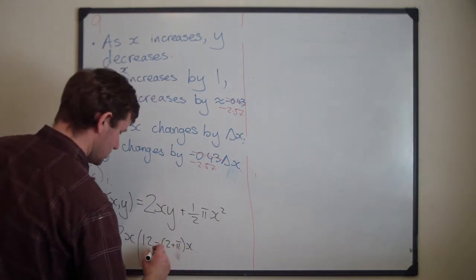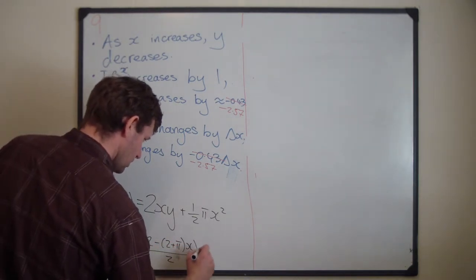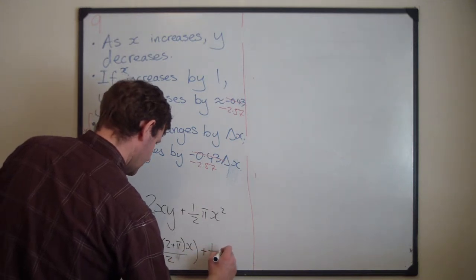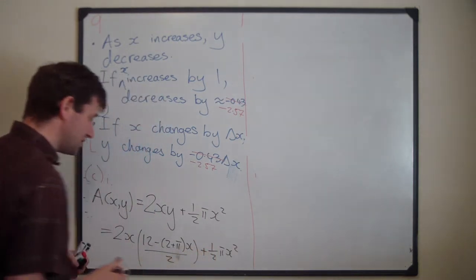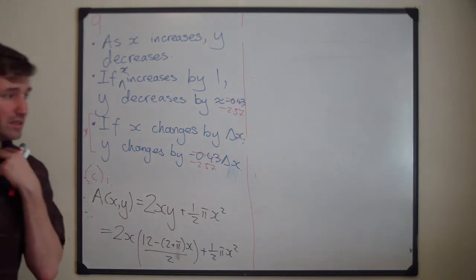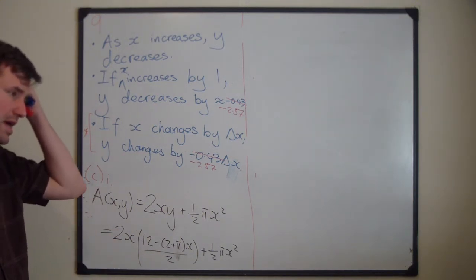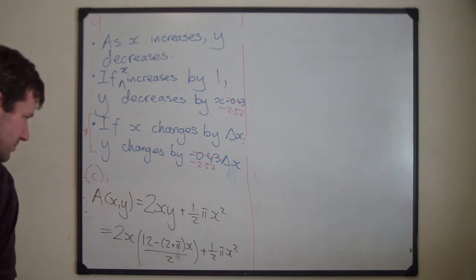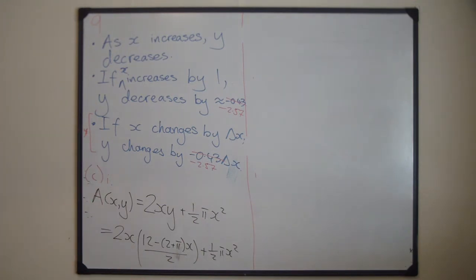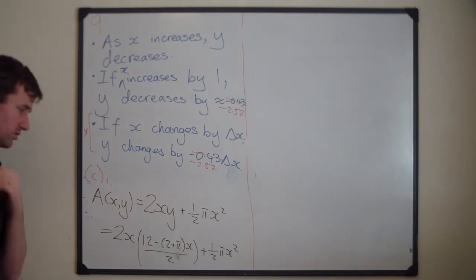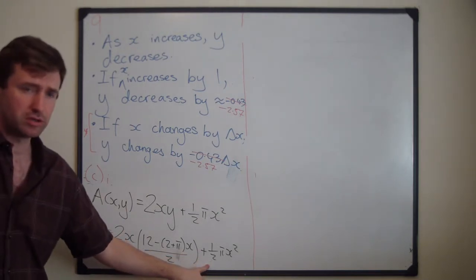All divided by 2, plus a half pi x squared. Now, what's good here is they actually give us the answer. Well, they give us the answer for what the area is. This is now just in terms of x, but we have to simplify this to make it look like the other thing. If you're looking at the answer there, it's divided by 2. So you want to keep this divided by 2.